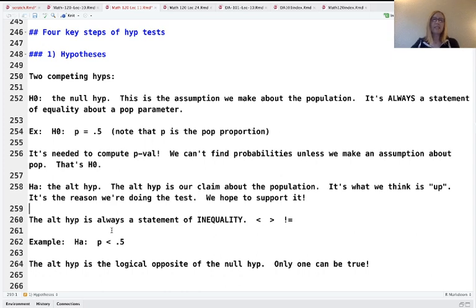The null hypothesis is the assumption that we're making about a population. And for that reason, the null hypothesis is always a statement of equality about a population parameter. All of those words are super important. Let's think about this in the context of a specific example. How about, maybe let me make up a weirder number, 0.34. Let's say, for example, the null hypothesis, H0, is p equals 0.34.